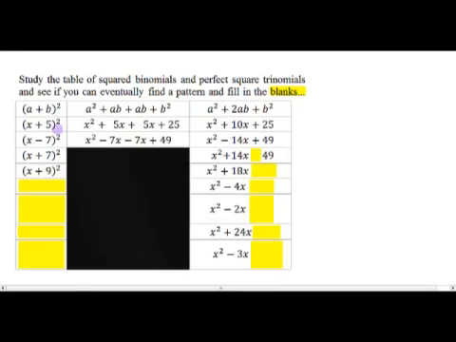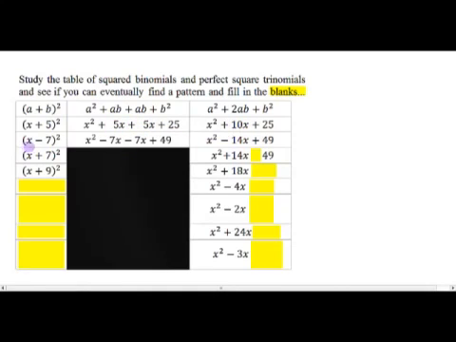How about if we square x plus 5? The first thing would be to use FOIL. So we get x squared plus 5x plus 5x plus 25. Combining the like terms in the middle, I get a 10x in the middle.